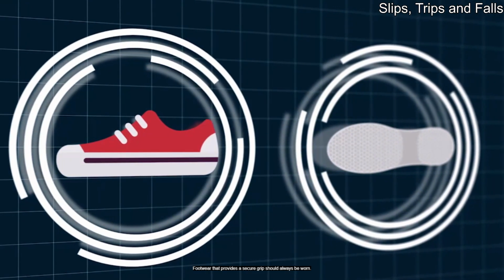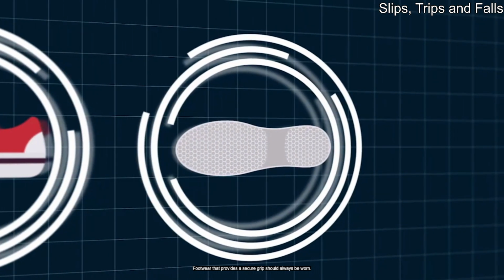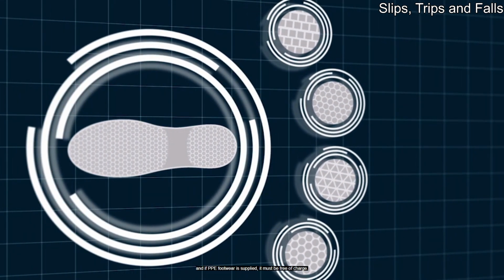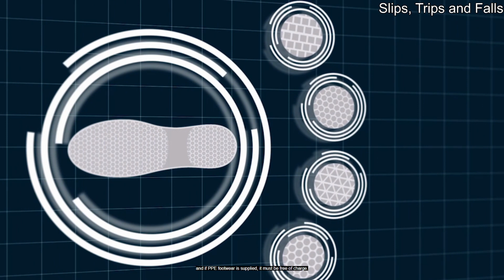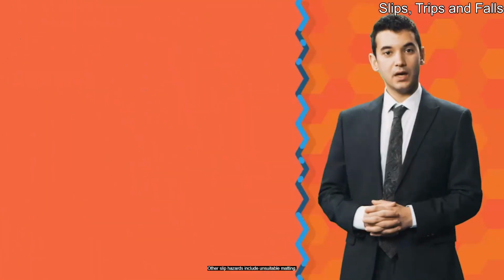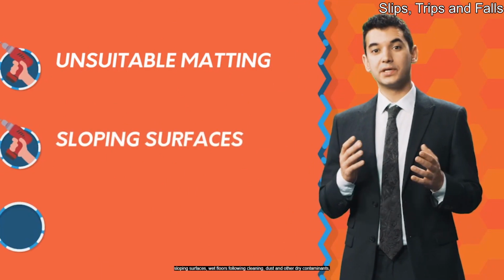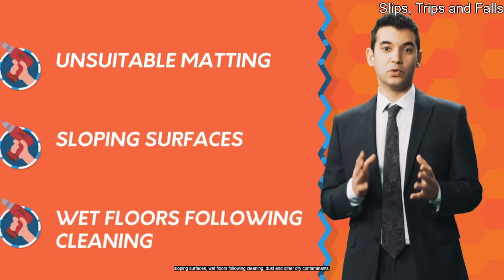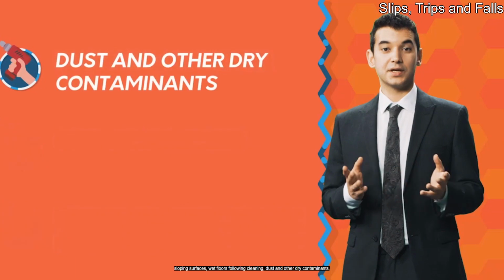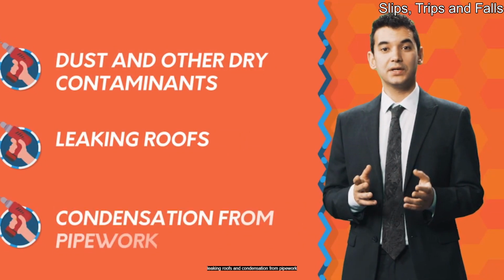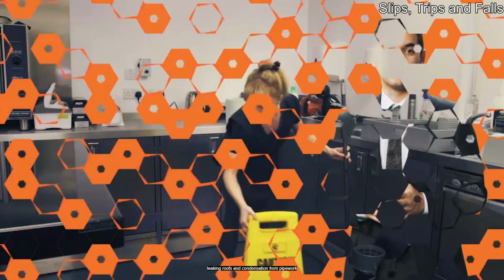Footwear that provides a secure grip should always be worn. You should contact your manager to make sure your footwear is correct, and if PPE footwear is supplied, it must be free of charge. Other slip hazards include unsuitable matting, sloping surfaces, wet floors following cleaning, dust and other dry contaminants, leaking roofs, and condensation from pipework.